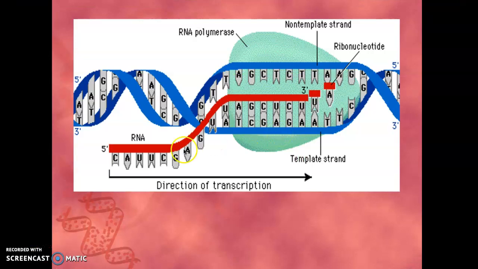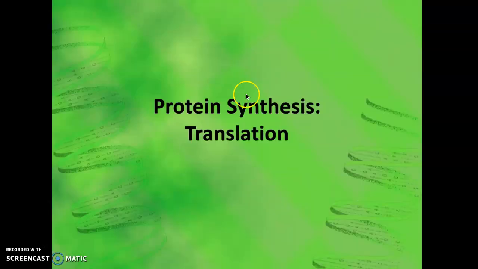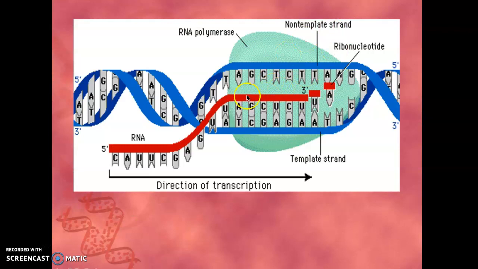You can see at the end of transcription, we get a growing RNA molecule here. I want you to notice that wherever RNA polymerase is, right behind it, DNA is going to wind back up. It's going to close back up. So you're only transcribing one part of this. That is transcription, and that is where I'm going to stop this portion of the presentation.